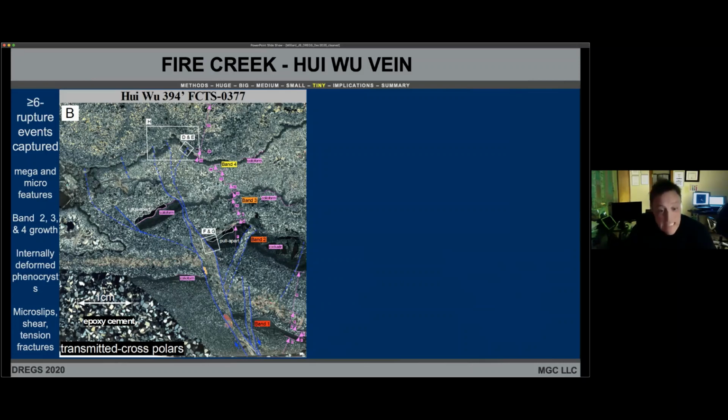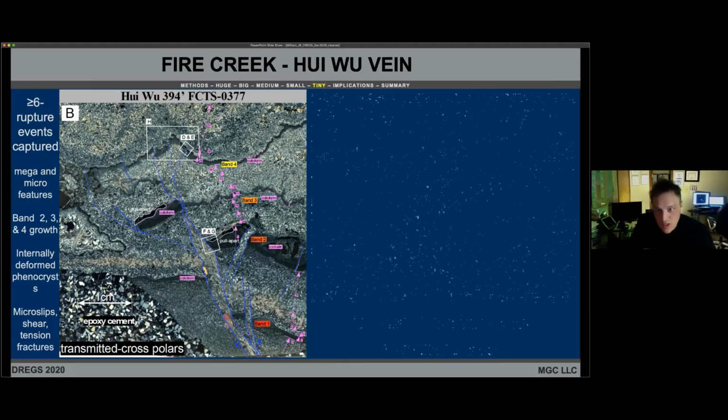We're not going to go into details of this. This is a whole manuscript in itself. The main feature is from thin sections of these micro slip events, we're able to document that there's at least 6 significant ruptures preserved during precipitation of these banded veins.